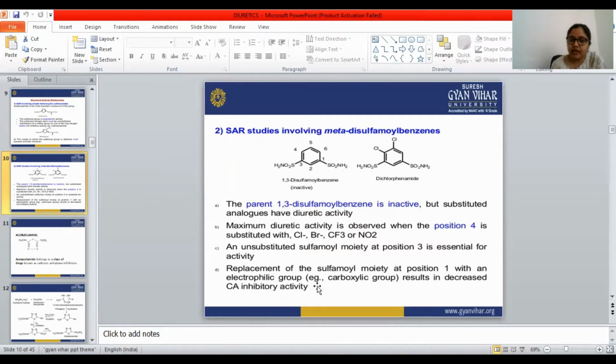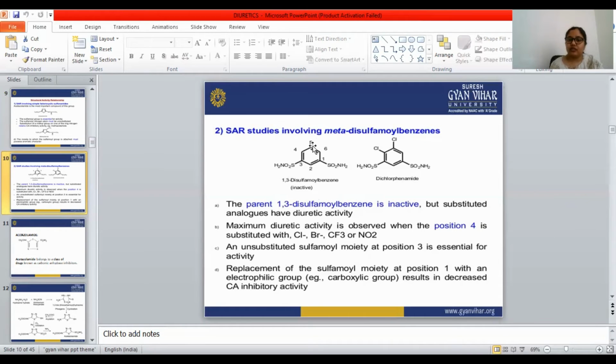Replacement of the sulfamyl moiety at position 1 with an electrophilic group, such as a carboxylic group, results in decreased carbonic anhydrase inhibitory activity. So if we replace the sulfamyl group at the first position with an electron-withdrawing group, which may be a carboxylic group, that results in a decrease in carbonic anhydrase inhibitory activity. Okay, so this is very simple. The parent 1,3-disulfonyl benzene is an inactive drug.